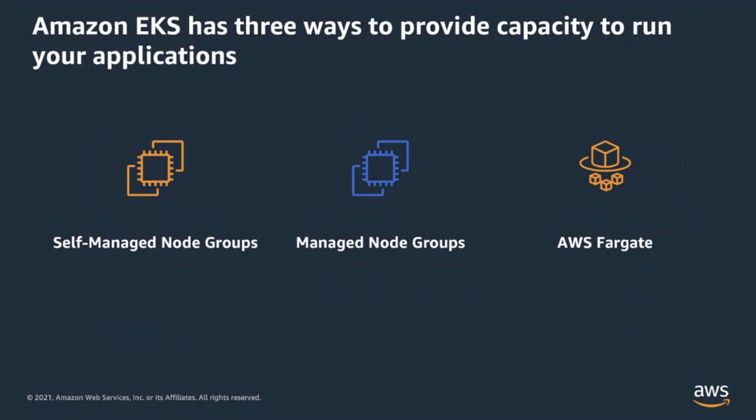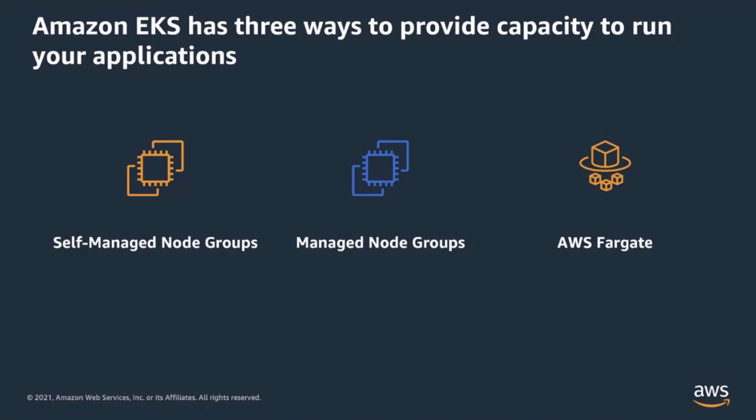Now let's double click into how Amazon EKS provides capacity for you to run your applications with EKS. On the worker node side, we have three different options for users to provide capacity to their applications. The first is self-managed node groups. Customers who prefer to manage their own node pools to provide capacity for their workloads can do so. They would just have to bring their own auto-scaling groups, running their own custom AMI, and then customers would be responsible for ongoing maintenance and patching of the underlying OS that they use.